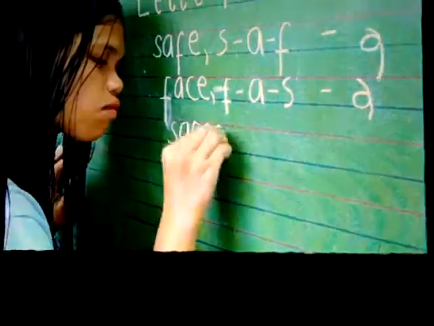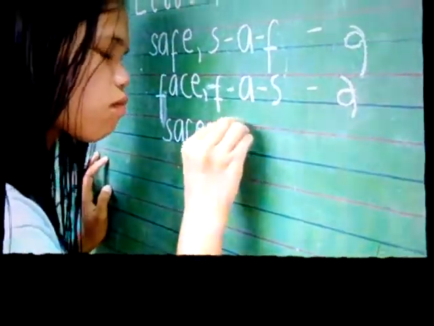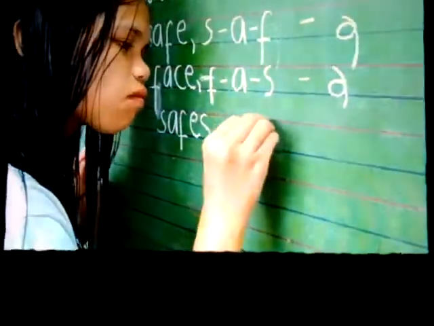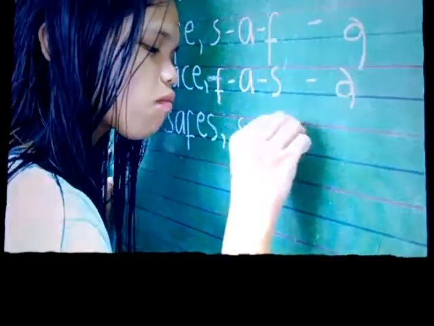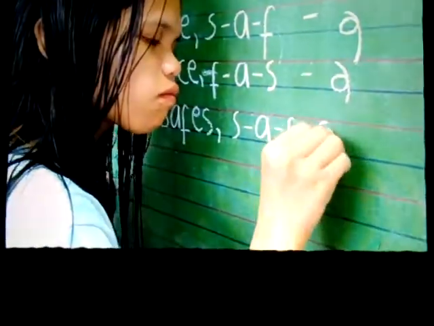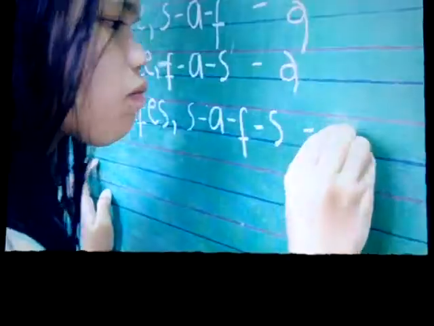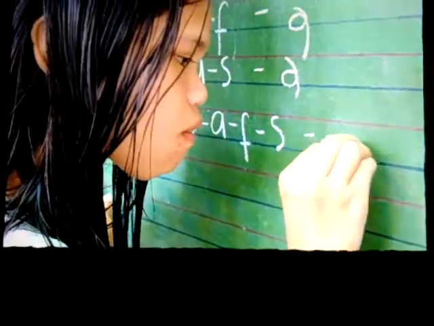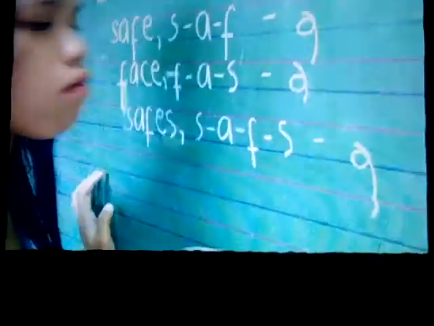Next is the word shapes. Shapes is represented by letter S, A, F, and letter S. So the strokes for this are the shorthand letter S, A, F, and S.